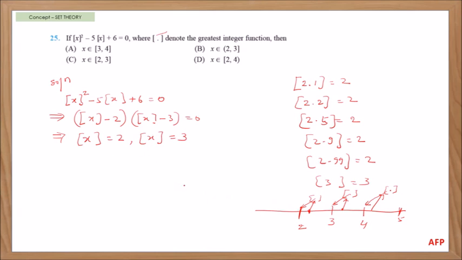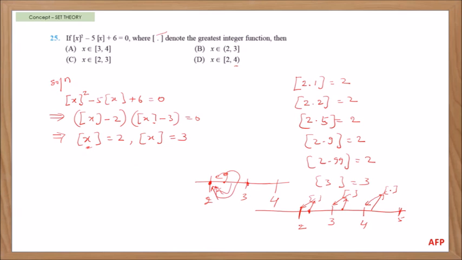Then if you take 2 and 3, any number here gives this. If you take any number up to 3, x is equal to the greatest integer. So D is the answer here. From 2, if you start and substitute 2, you get 2. So this condition is satisfied. Any number between 2 and 3 gives integer 2.